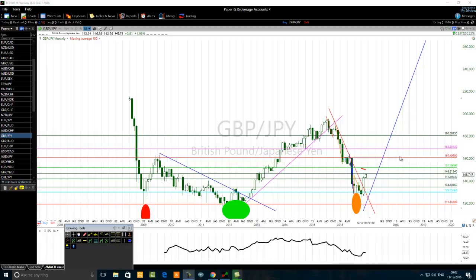If I apply Fibonacci retracement, which I've already done, I'm not going to do it again, to the price action from here down to the low here, the 50% Fibonacci retracement level of this bearish move down is the red line here at 16049. That level is also corresponding to the neckline of the inverted head and shoulder chart pattern.